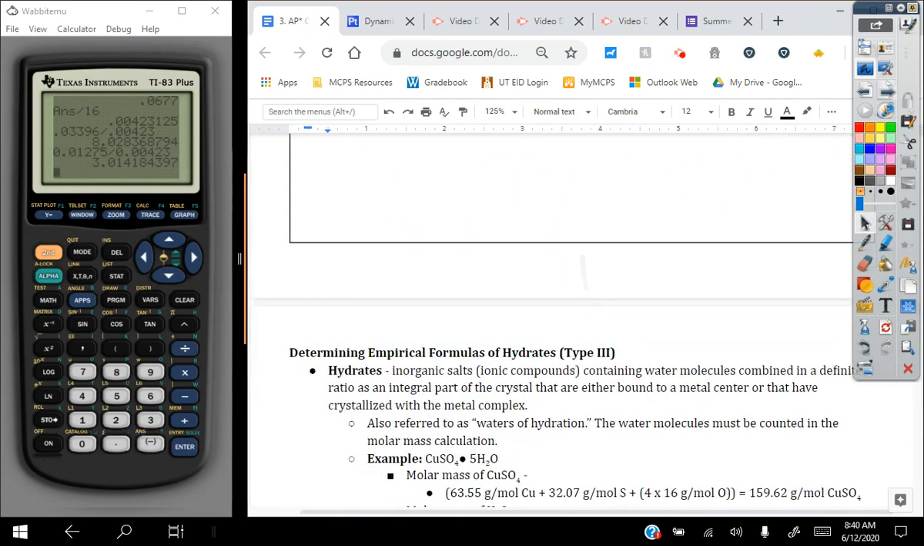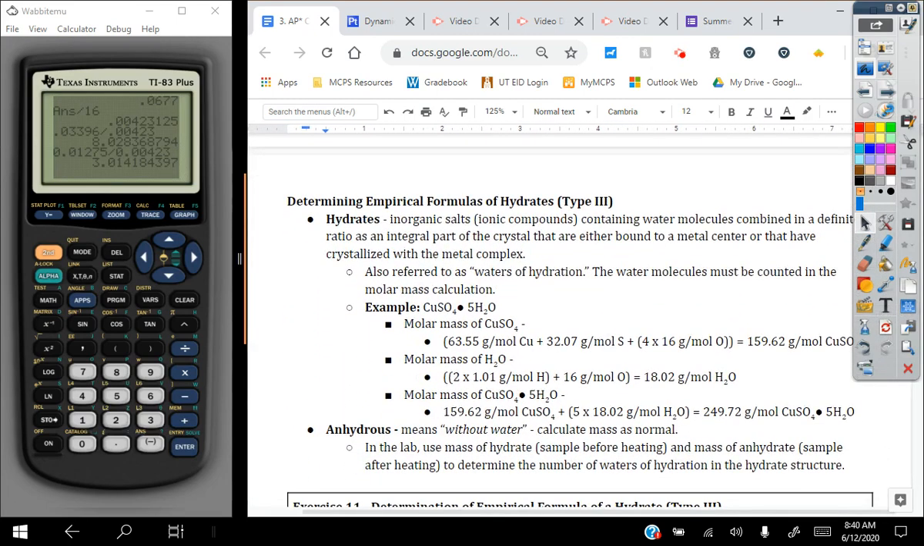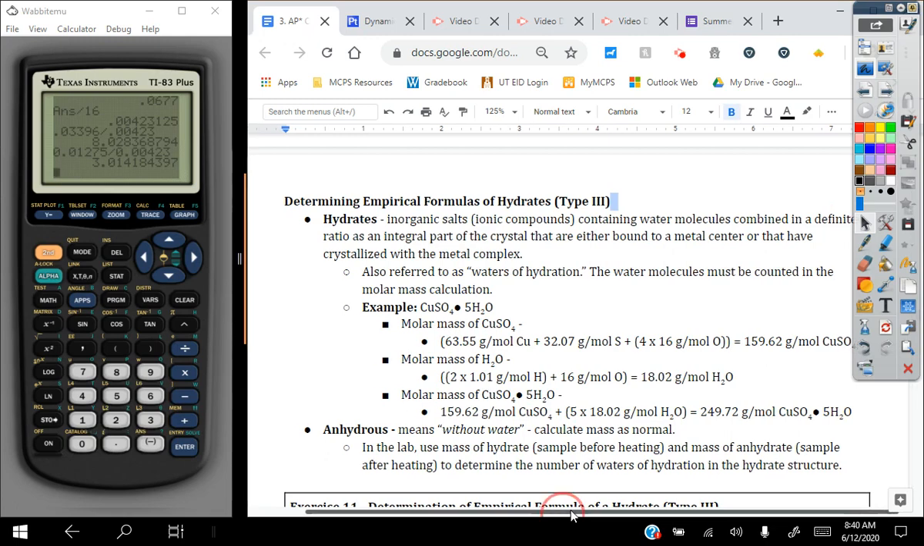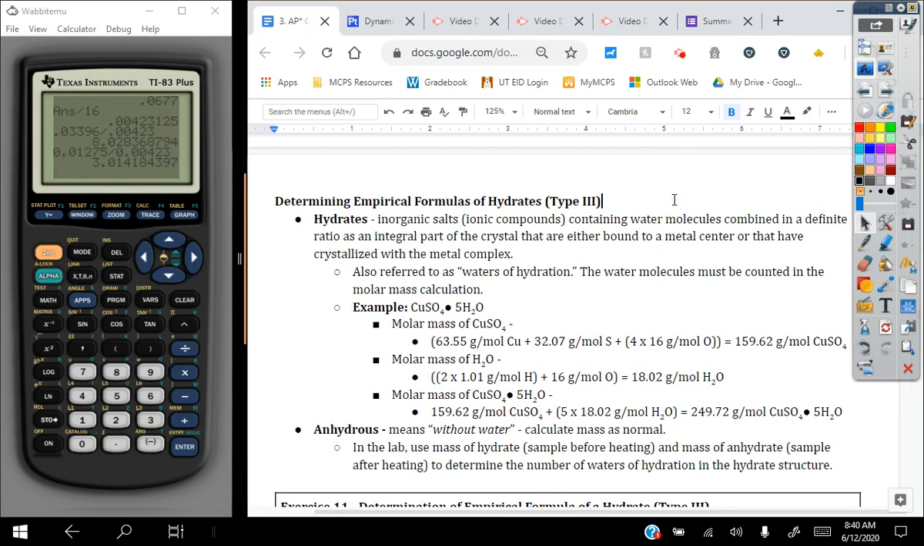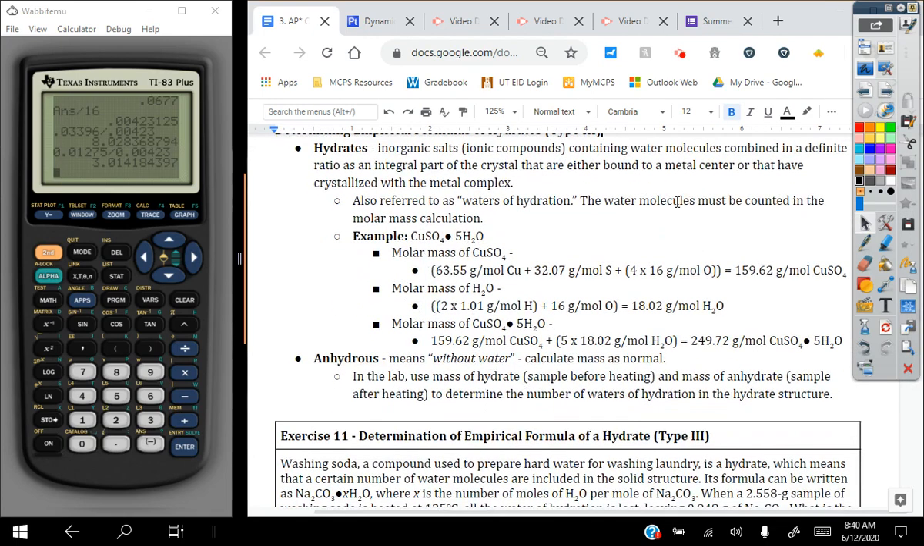All right, and then the last problem type that we're going to look at dealing with empirical formulas, and that will be it for this video because this one is going to be running long, I can tell already. The third type is determining empirical formulas of hydrates. So we're going to do one of these in the lab at some point.